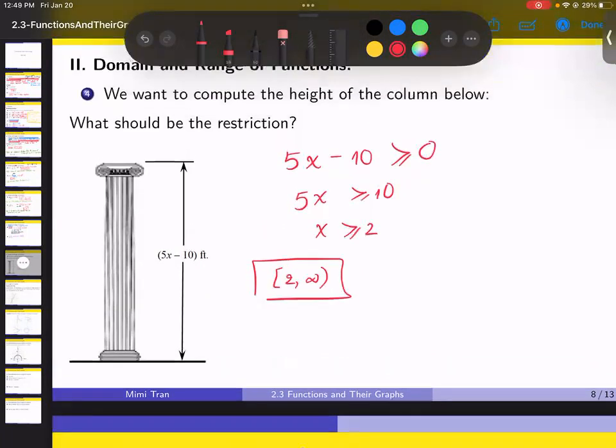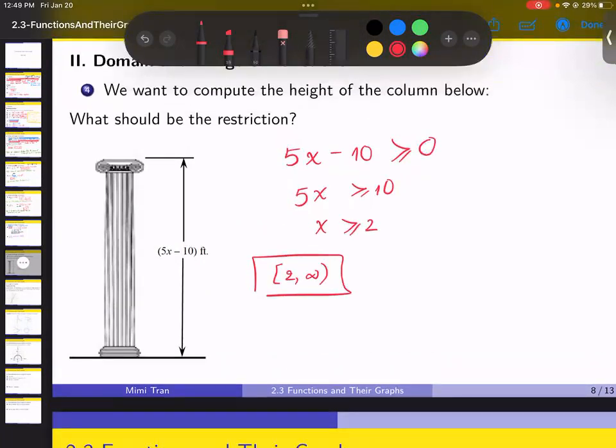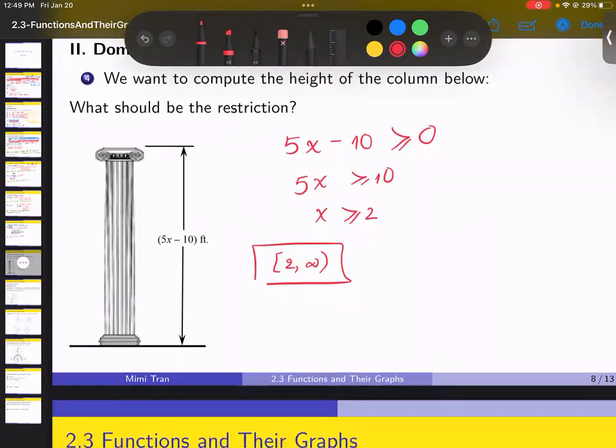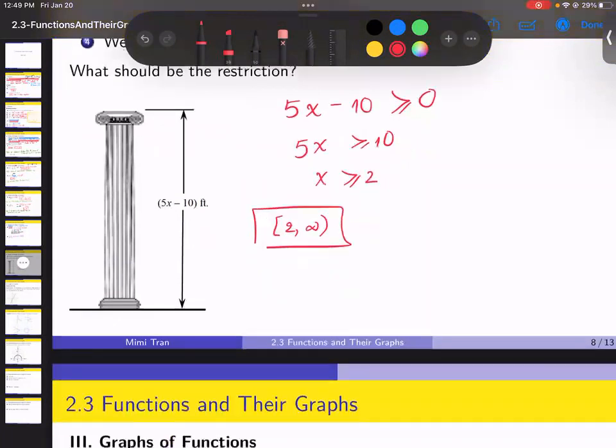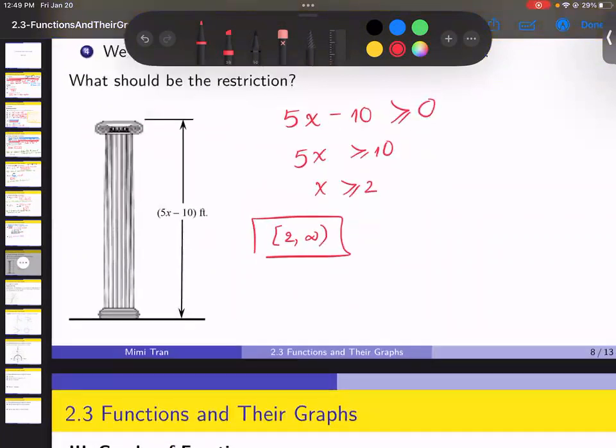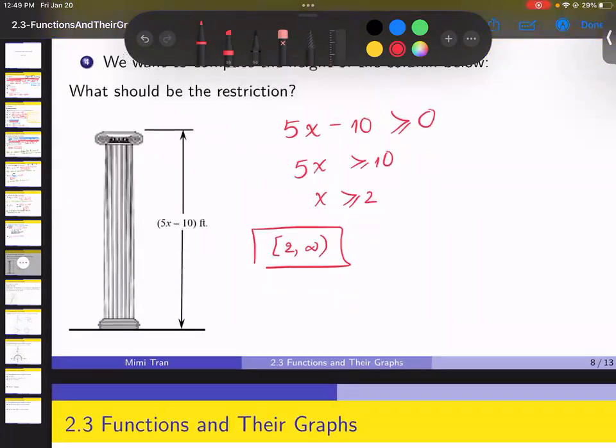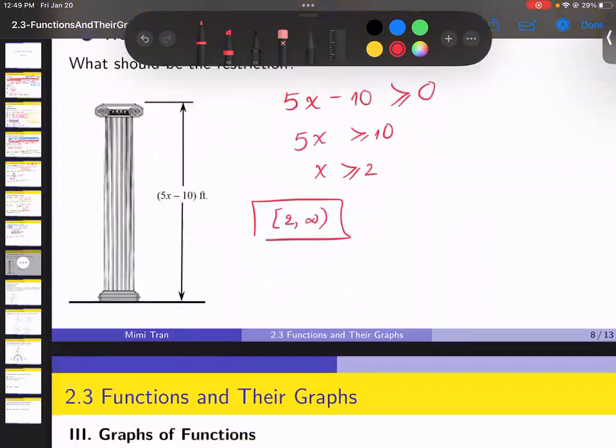Does anyone have a question for this problem? What dictates the greater than or equal to again? For this problem, it's because I'm talking about the height of a column. Okay, so height cannot be negative. So that's a restriction. More like a critical thinking kind of problem.